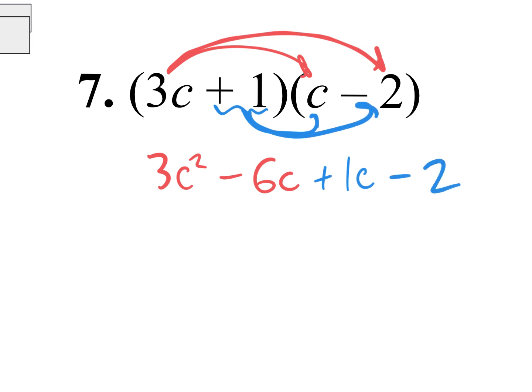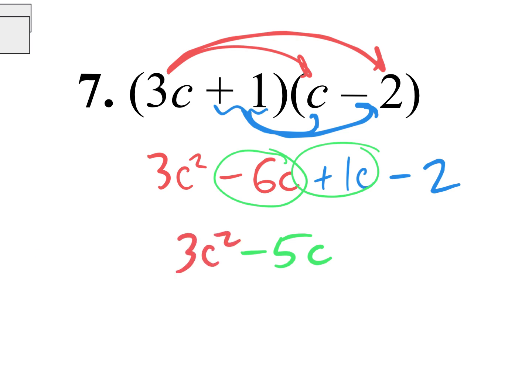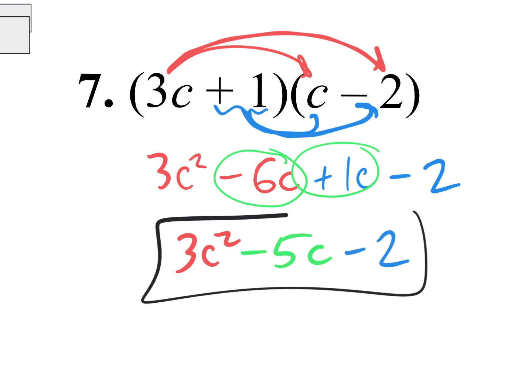Out of those 4 terms, you could combine the 2 middle terms, the like terms, the c's with the c's. So if you owe 6 and have 1, you owe $6, you have $1, you can't completely pay them off. You could pay off the $1, but you still owe 5 of those dollars, 5 of those c's. What about the 3c squared in the front? You can't combine it with anything, so bring it down, 3c squared. What about the minus 2 at the very end? You can't combine it with anything, so just bring it down. And there's your answer, 3c squared plus 5c minus 2.